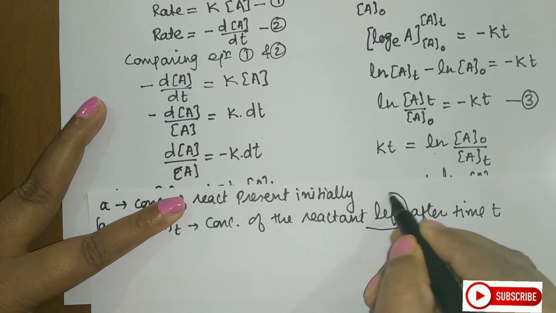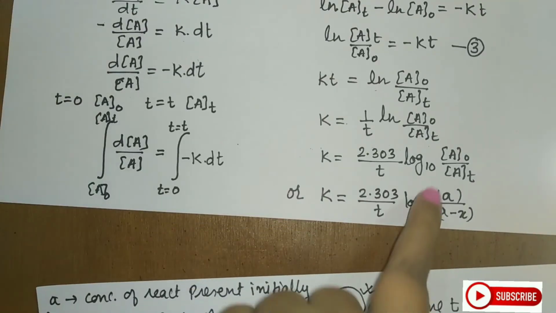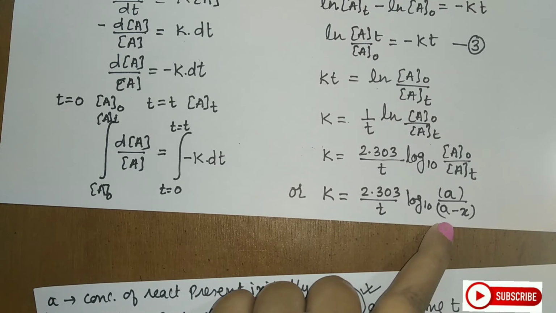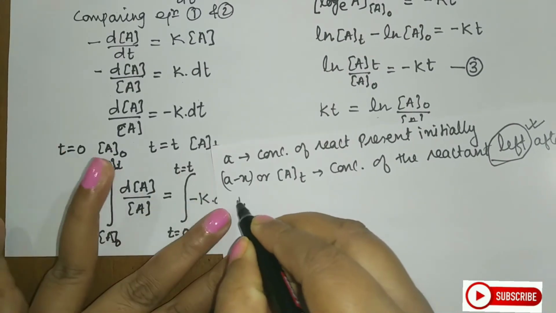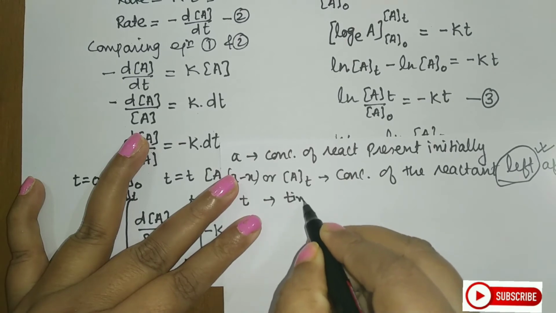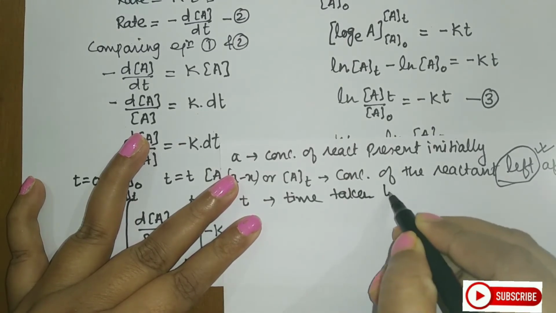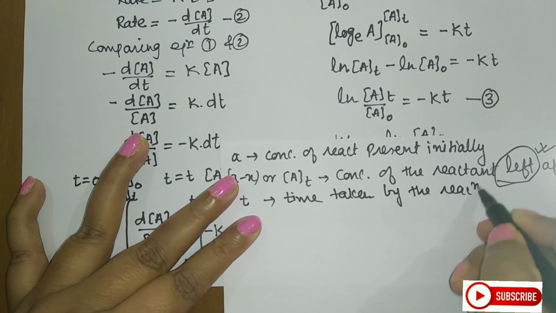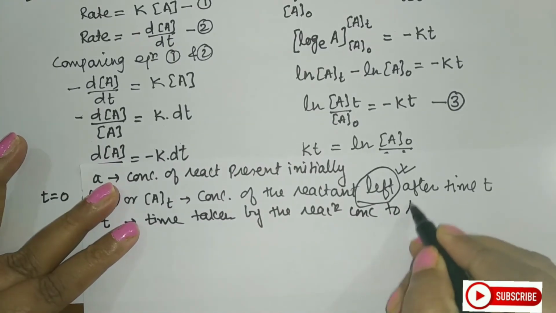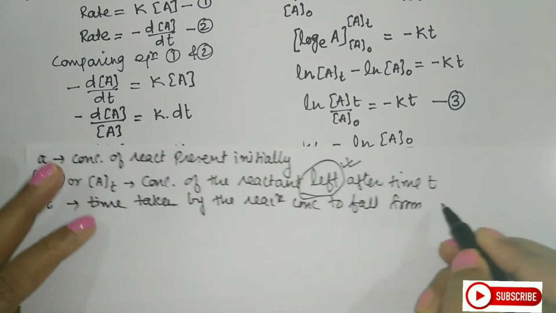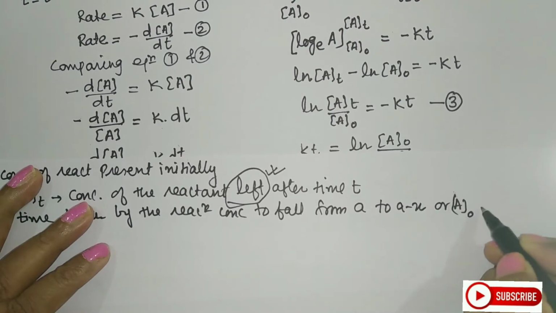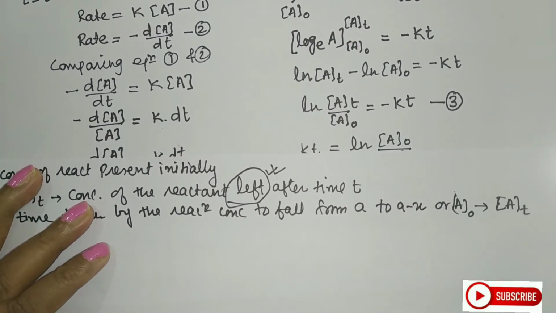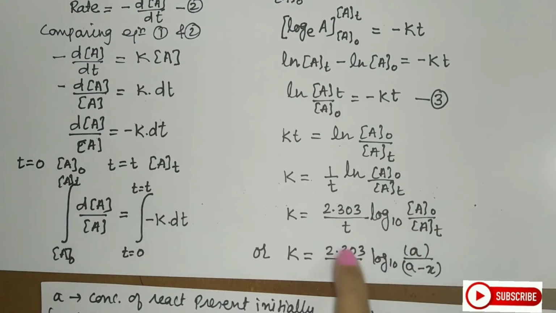t. Students, this term is very, very important. Here, what is At or A minus x? This is the concentration of the reactant which is left after the time interval of t, that is this t. And what is this t? This t is the time taken by the reaction concentration to fall from a to A minus x, or A0 to At. So this is what the terms which are involved here mean.